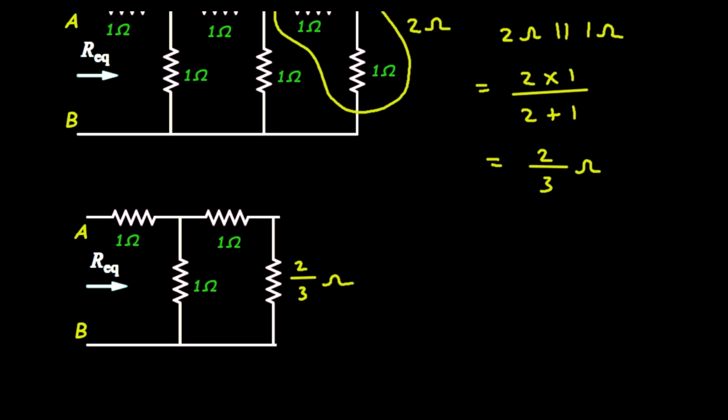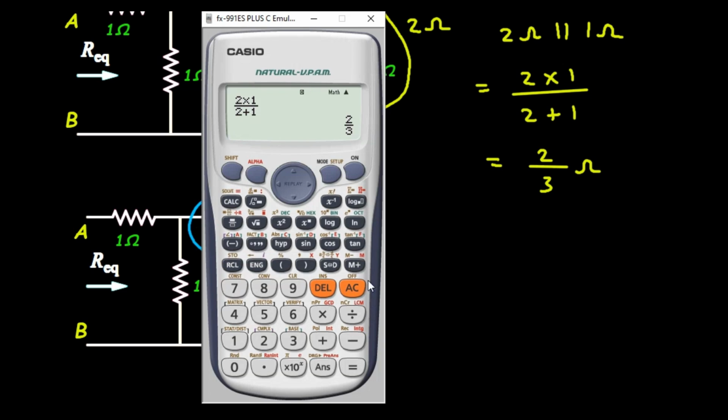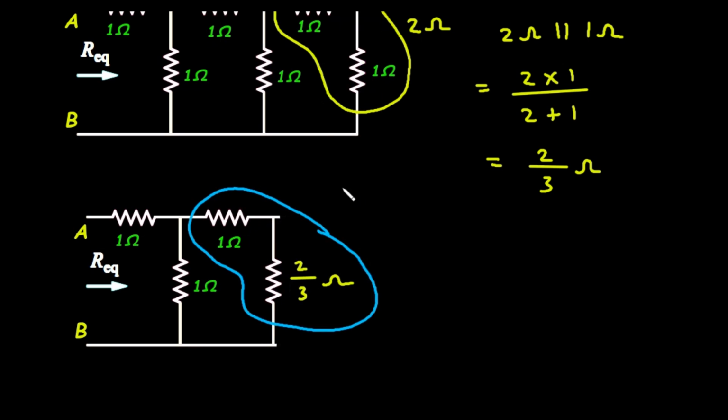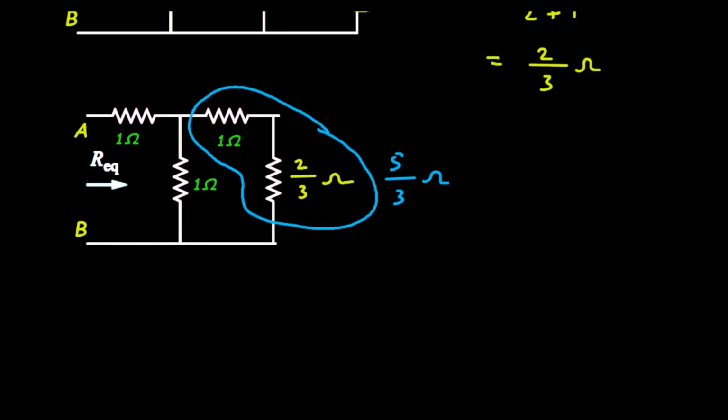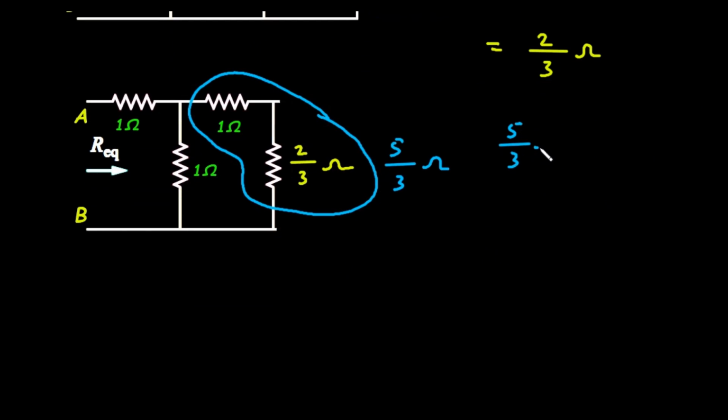Now here we can see this 1 ohm is in series with 2 by 3 ohm. So it will be 1 plus 2 by 3, or 2 by 3 plus 1. It is 5 by 3. So it will be 5 by 3 ohm. Now this 5 by 3 is in parallel with this 1 ohm. So here we can write 5 by 3 ohm parallel with 1 ohm. So it will be simply 5 by 3 multiplied with 1 divided by 5 by 3 plus 1.